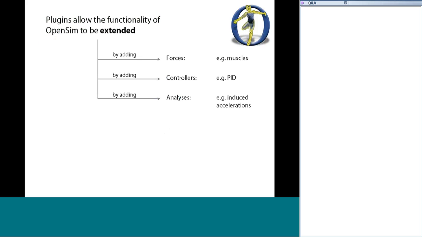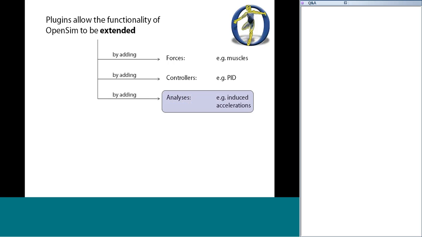If you have developed a muscle model, you can create that muscle model in the API of OpenSim. You can program that muscle in as a plugin, and then you can actually introduce that muscle into your model. Similarly, you can implement your own controllers into OpenSim, and you can also introduce your own analyses into OpenSim. So this is what I've done, and an induced accelerations analysis is one example of a plugin.